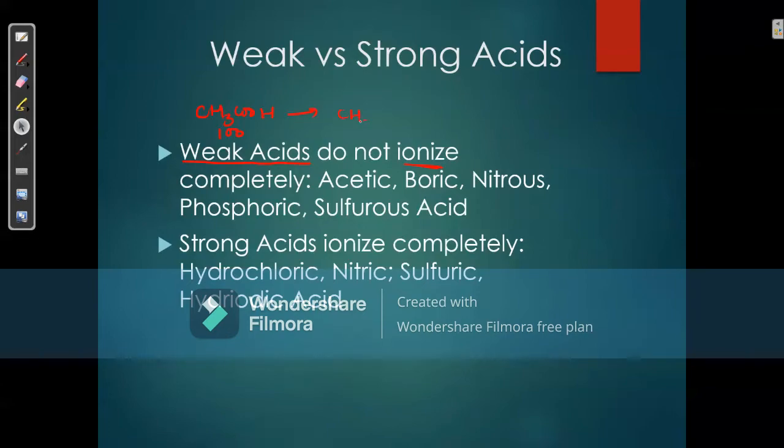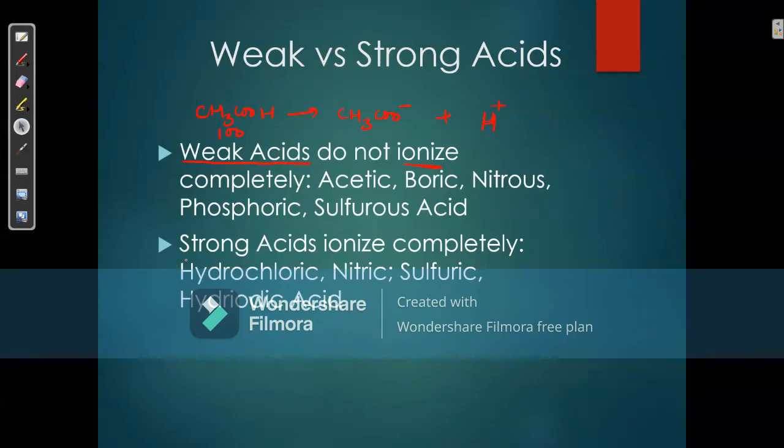acetic acid. But this acetic acid is very weak and it does not dissociate all these 100 molecules into acetate ion and H ion. Out of these 100 molecules, maybe 1 or 2 molecules ionize into acetate ion and H ion. So that percentage is less than 5%. That means not more than 5 molecules of acetic acid out of 100 dissociate or ionize into acetate ion and H ion. The same is with boric acid, nitrous acid, phosphoric acid. All these are weak acids.